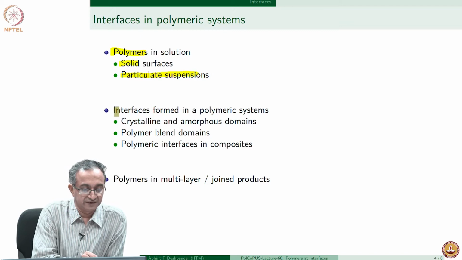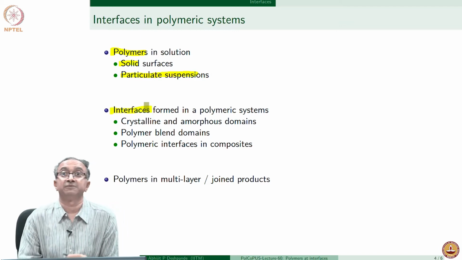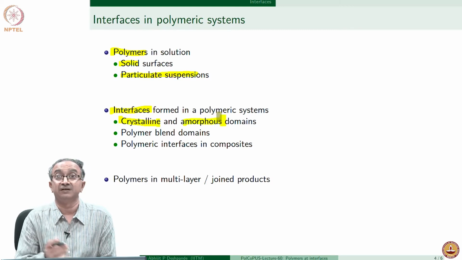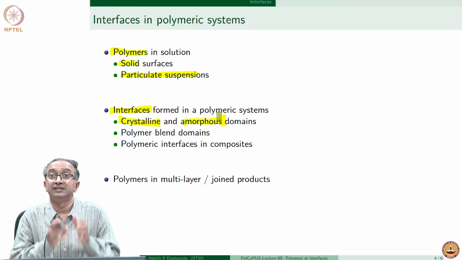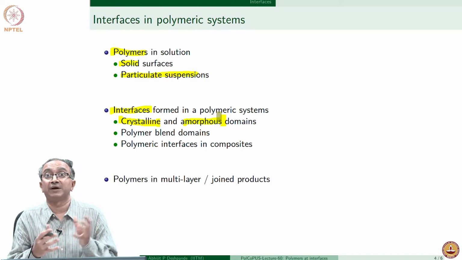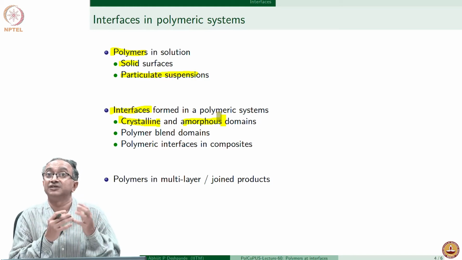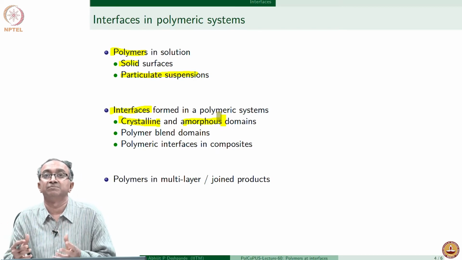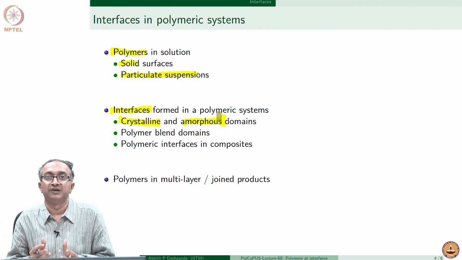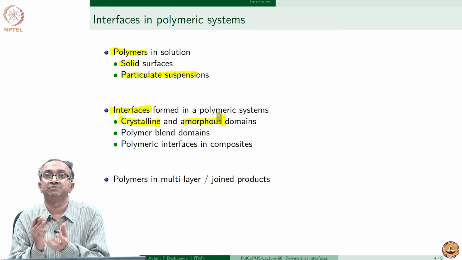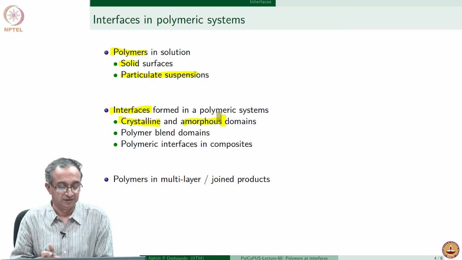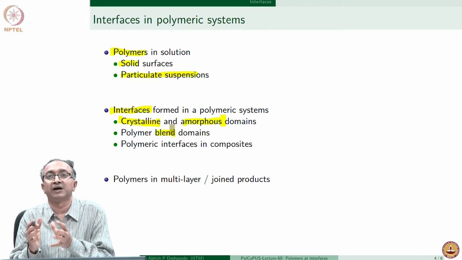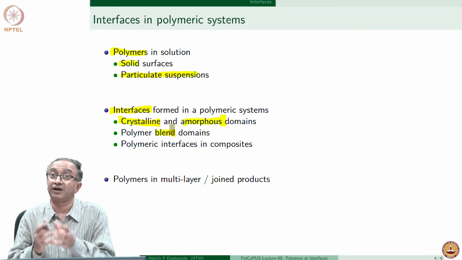We could also have interfaces which are formed within a polymeric material itself. So, for example, there is a crystalline domain and an amorphous domain, and the interface between these regions. In the crystalline domain, there is a definite order of macromolecules, there is a lamella, there is a unit cell. On the other hand, in the amorphous phase, there is a random ordering of macromolecules. So, there is an interface where there may be mixed behavior. We could also have a polymer blend, and again an interface between two different macromolecules when they are immiscible or compatibilized polymer blends.